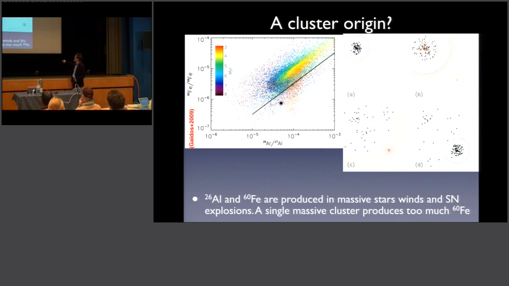And then at some point, but relatively quickly, you have the collapse of this material, you form another cluster or a single star, the sun, and you are there.